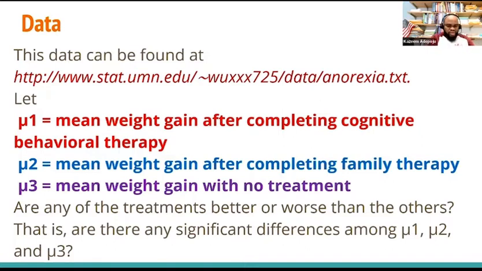Now, are any of the treatments better or worse than the others? That is, we basically want to figure out if a significant difference exists among the means. You can say I use mu1, mu2, and mu3 to denote the mean weight gain.